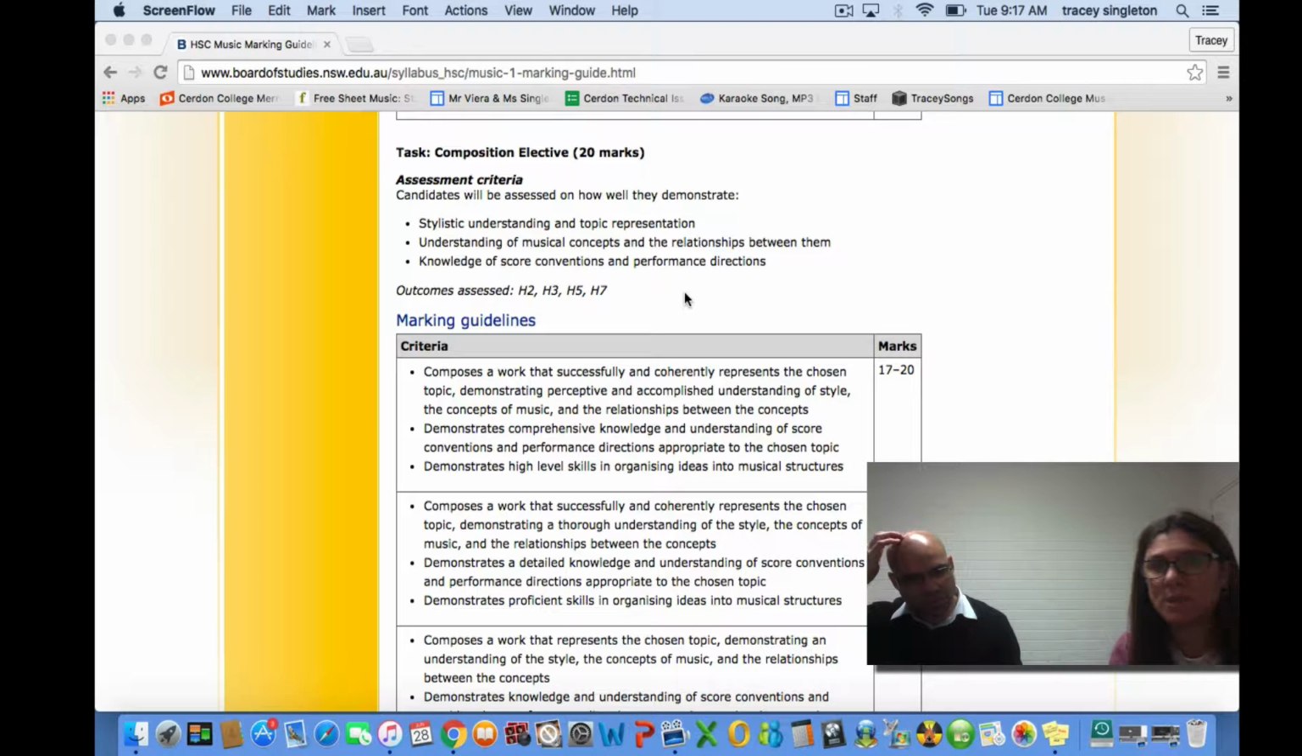So the first one is stylistic understanding. What's your take on that? So with stylistic understanding, it's all about how well you capture the style or the genre of music that you've chosen to do as part of your topic. So for example, let's say that you study jazz as your topic. Then what they're looking for is how well has your composition captured that style of jazz.